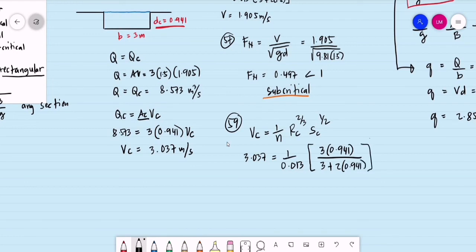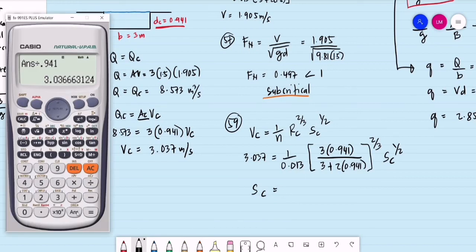And this is raised to 2 over 3 multiplied by the critical slope raised to 1/2. Kunin natin yung critical slope. So that is the critical velocity equal to 1 over 0.013. Hydraulic radius is area, 3 times the critical depth, 0.941, divided by wetted perimeter, 3 plus 2 times 0.941. Okay, this is raised to 2 over 3.